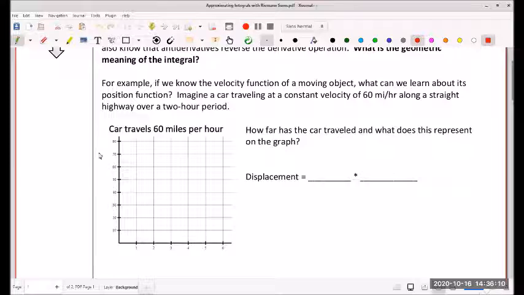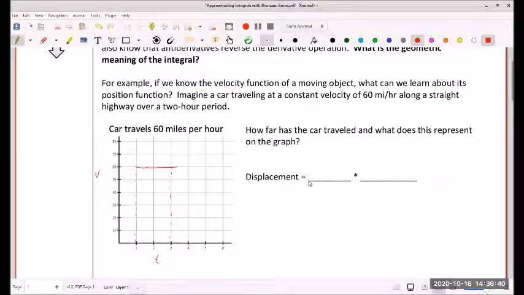So if we have here the velocity on the y-axis and the time, right? So this will be our velocity and this will be our time. And we know that it's going 60 miles an hour, let's say for 2 hours between, say, 1 and 3. Then we have some graph that looks like this. And we want to know how far the car has traveled and what does this represent on the graph?